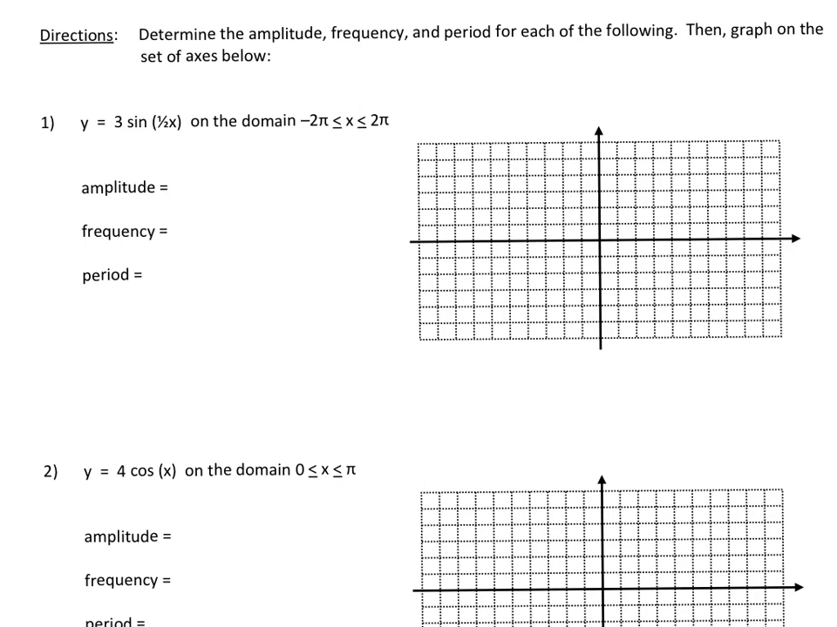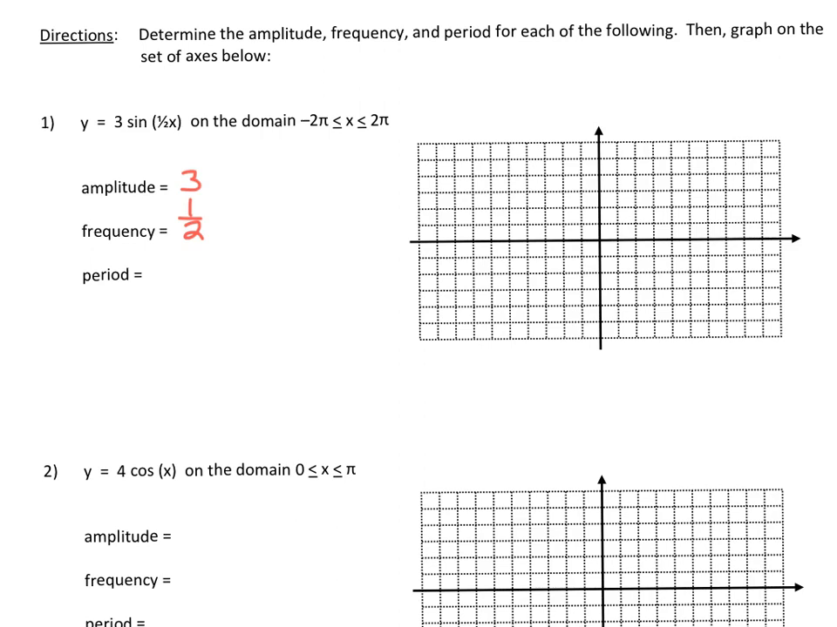All right, so let's see how you did. So we know that by looking at an equation, this number in front of the word sine is going to tell us the amplitude. So here our amplitude is equal to 3. Now the number that's in front of the x, after the sine, represents our frequency. So our frequency is 1/2.